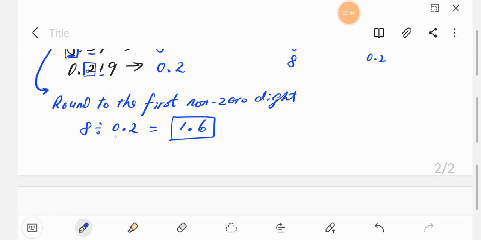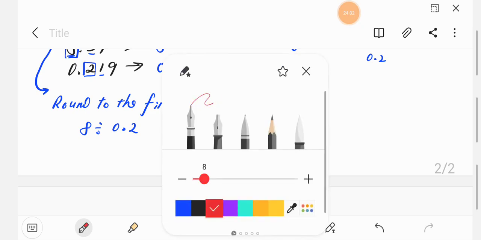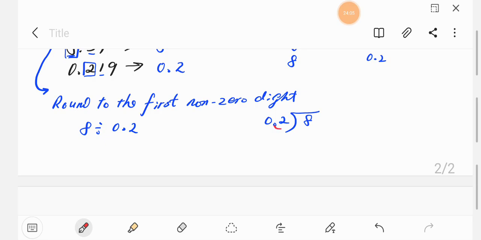Oh, sorry, this is a division, right? I'm sorry. This is division, not this one. So let's divide it. 8 divided by 0.2. Then move the decimal point of the divisor one place to the right. So this one.